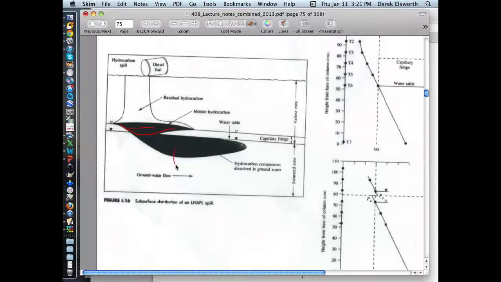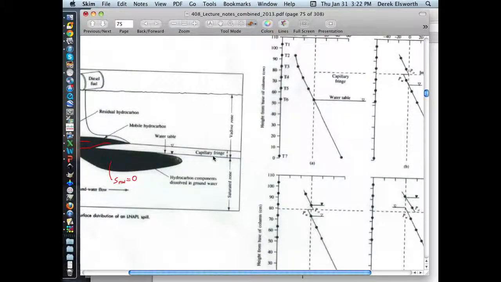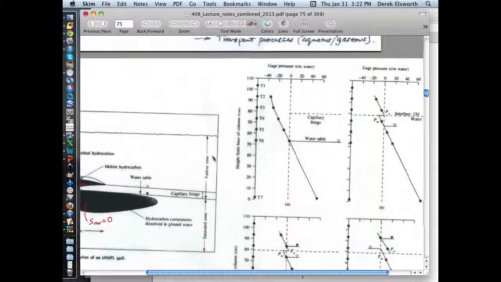And in this, there's no free product in here whatsoever. So the saturation of the non-wetting fluid is equal to 0, but the concentration of this is maybe 10, 50, 100, 1,000 parts per million dissolved in water. Not present as a free product, but dissolved in water. And so that's what we'll talk about when we talk about contaminant transport, which is what we haven't done yet.